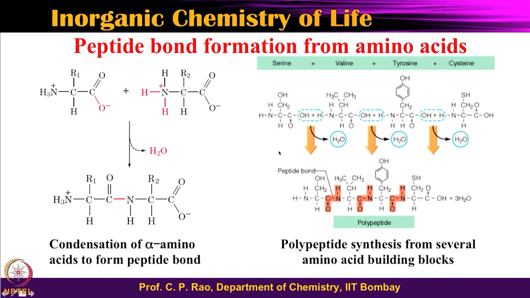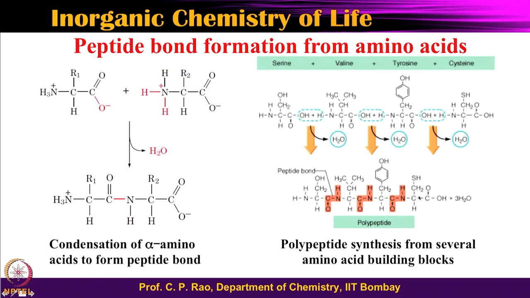Let us look at a bigger case. We have four different amino acids: serine, valine, tyrosine and cysteine. The carboxylic of this amino acid reacts with the amine of the next, and so on. So, if you have a condensation here, here and here, with loss of water each time, it will give three peptide bonds, one here, one here, one here. This whole thing has four amino acids, which is also referred to as a tetrapeptide. Amino acid 1, amino acid 2, amino acid 3, amino acid 4.